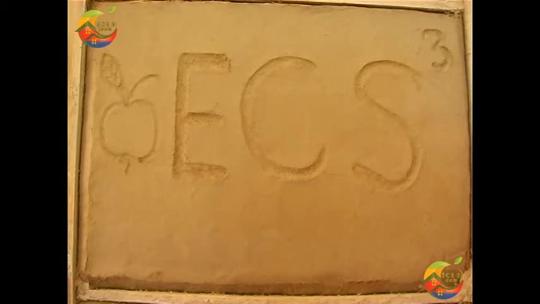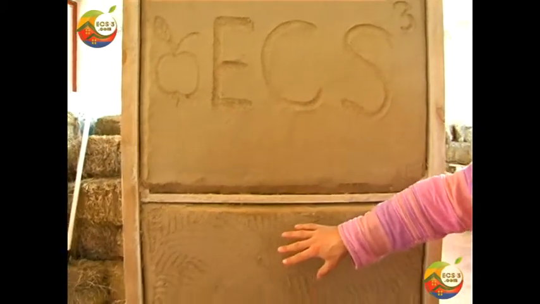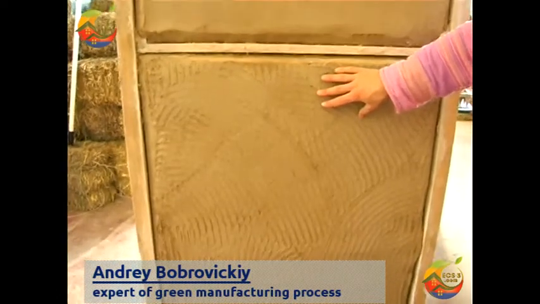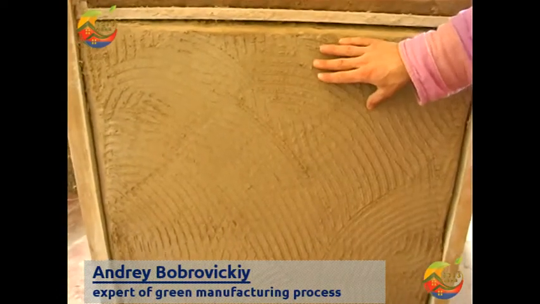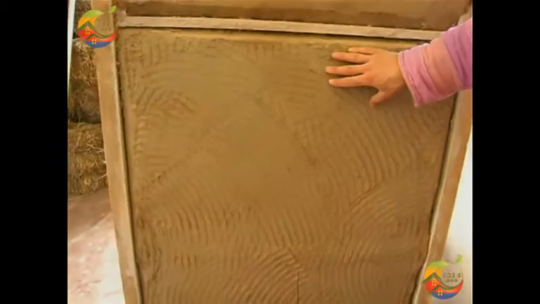As we may observe, for the rough plaster we used the following proportions: 1 portion of clay, 2 portions of sand and 2 portions of chaff of different fractions.